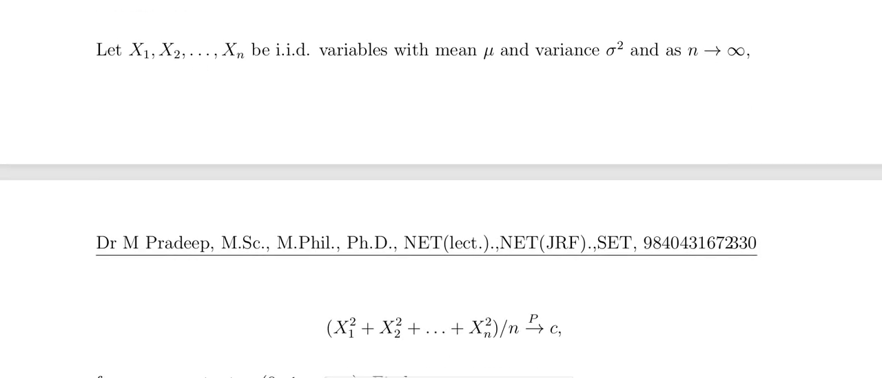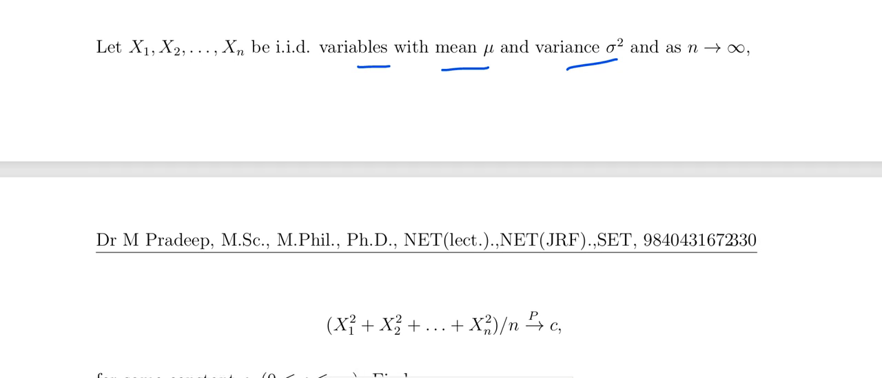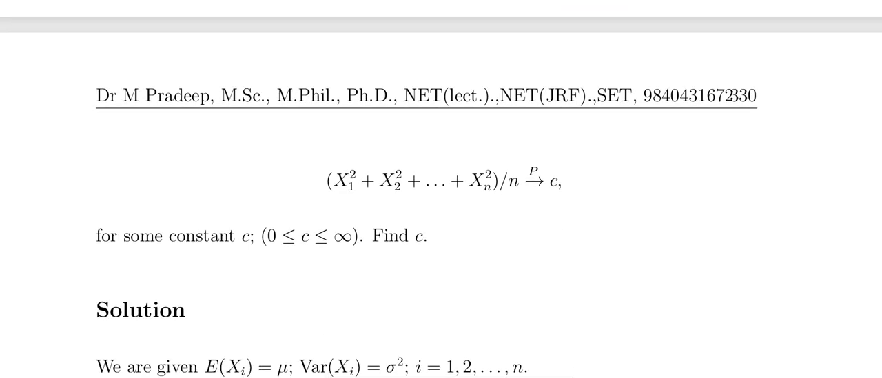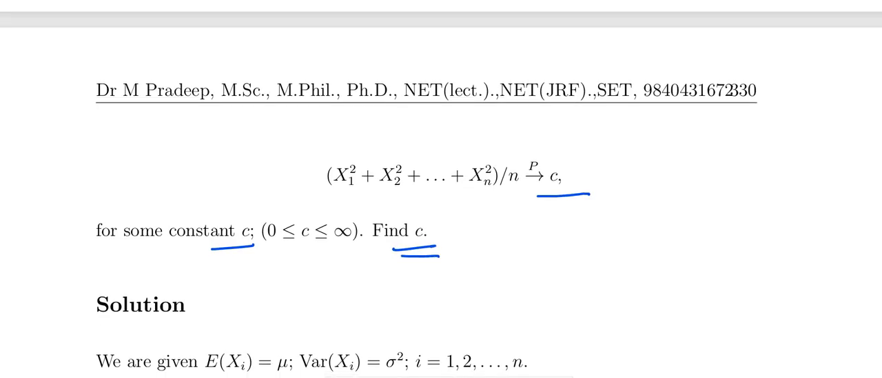That is, x1, x2, xn are independent identically distributed random variables with mean mu and variance sigma square, and as n tends to infinity, (x1 square plus x2 square plus and so on plus xn square) divided by n converges to c for some constant c. c lies between 0 and infinity. So what is the c? How to find out the c?